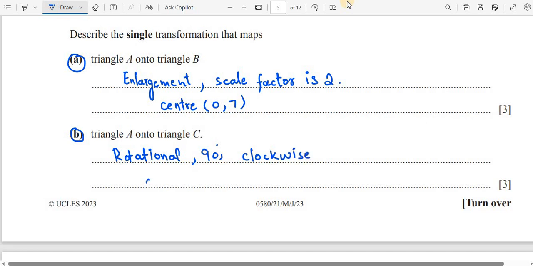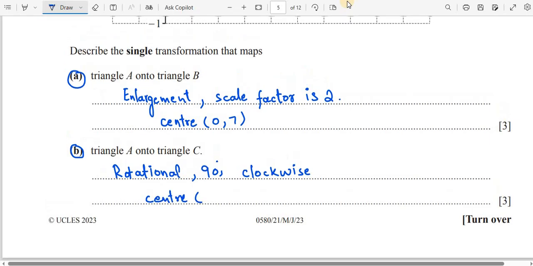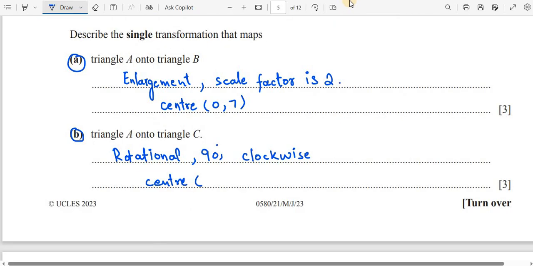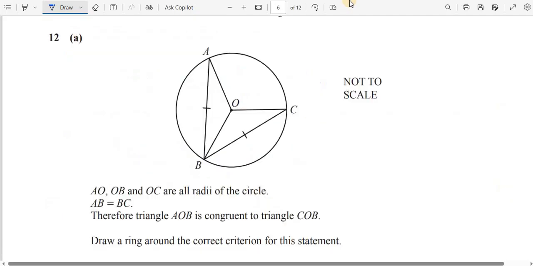Having the center, if we shift this triangle to this side, the center is 3 and 1. So the center is (3, 1), using the paper and drawing the center.